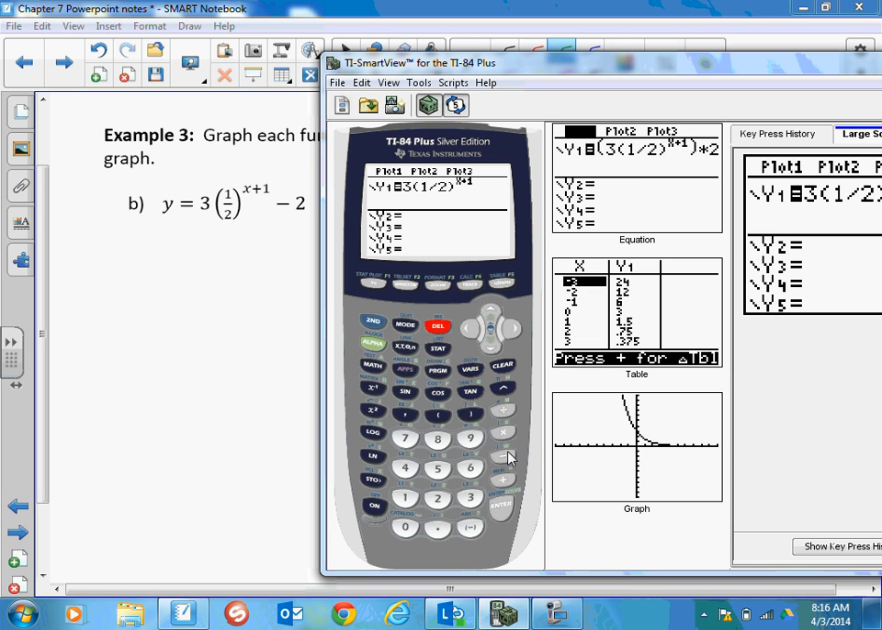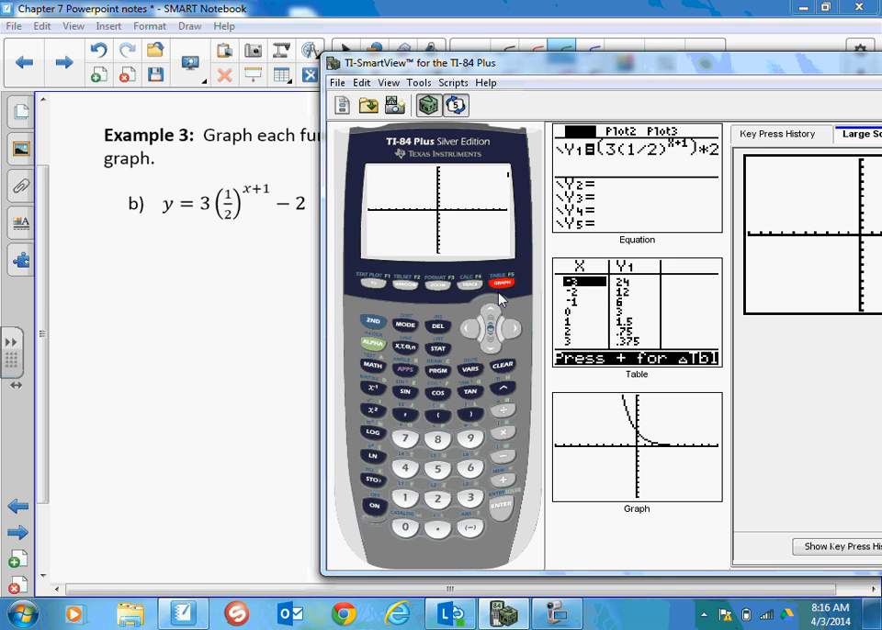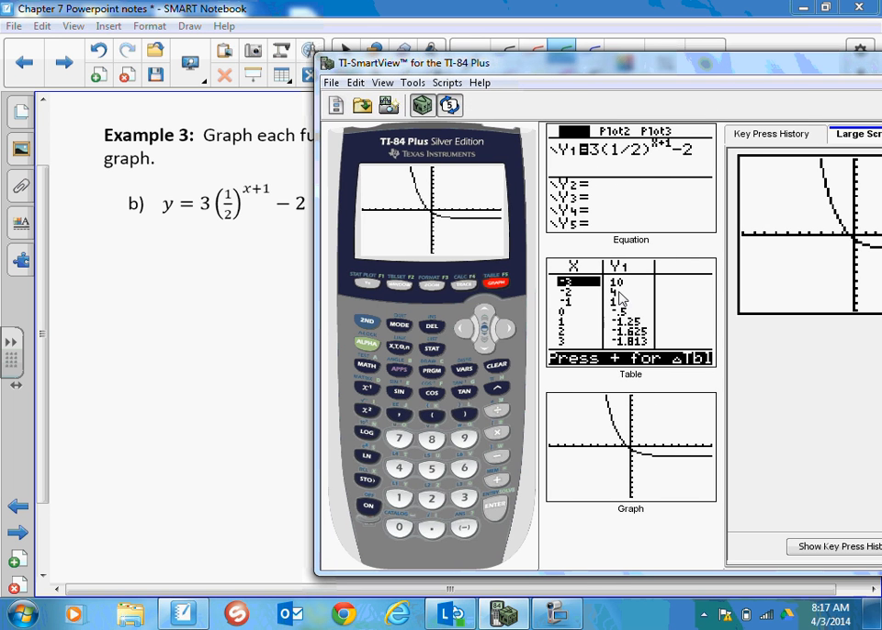All right, minus 2. Let's hit graph. And our asymptote should be at y equals -2, which you see it is right there. And everything else should be right. X plus 1 should move it to the left 1, and the 3 should make it a vertical stretch of 3. So let's see. Our table will be 4, 1, -0.5, -1.25, -1.625.